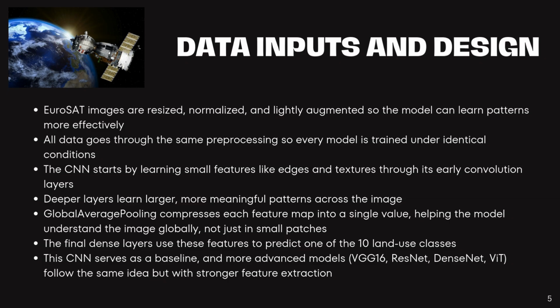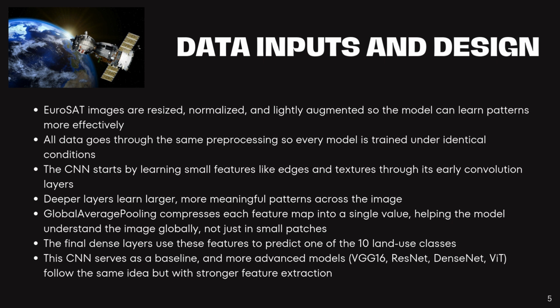The data inputs for Eurosat images were resized, normalized, and lightly augmented so that the model can learn patterns more effectively. All the data goes through the same preprocessing, so every model is trained under identical conditions. The CNN starts by learning small features like edges and textures through its convolution layers. I'll also be explaining what the convolution layers are and how the architecture plays a role in the learning model. The deeper layers learn larger, more meaningful patterns across the image, which gives an accurate result.